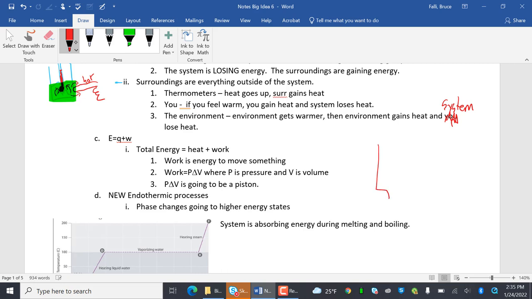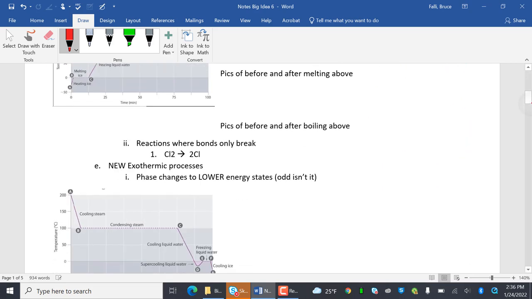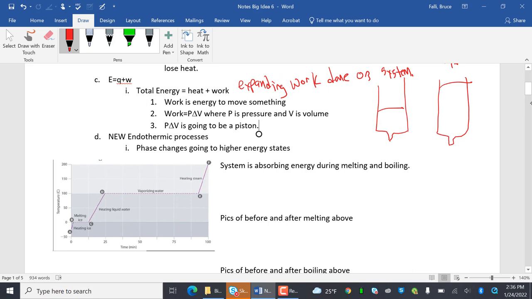So if I have something like this, well, this might be the best piston I've ever drawn in my life. So this has a certain pressure. If I change this, then that's what's going on. So if it expands, work is done on the system. Okay. So work is done on the system. I haven't even seen a question like that in a long time, but it's a piston with P delta V and there could be a temperature change.